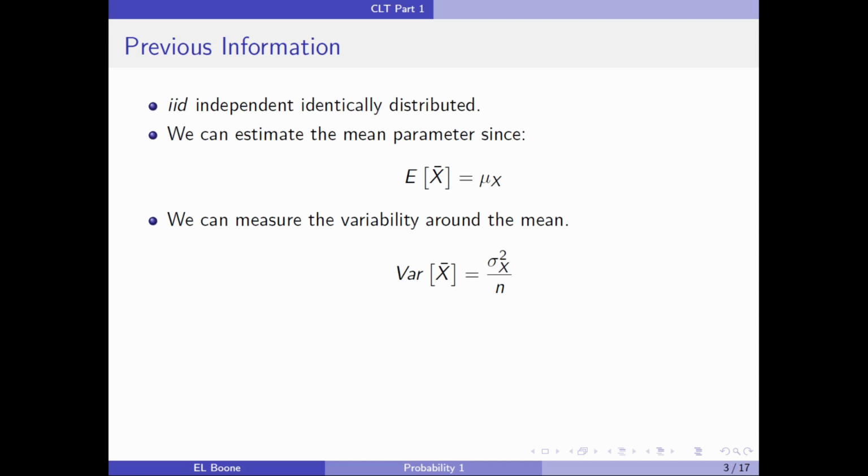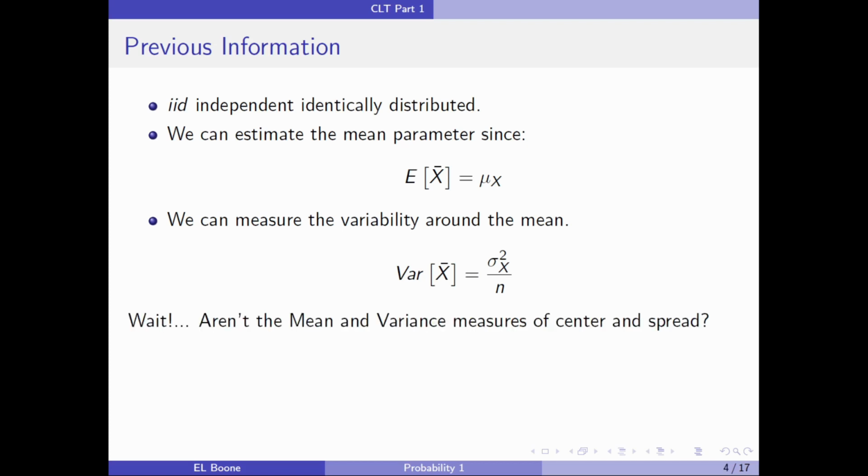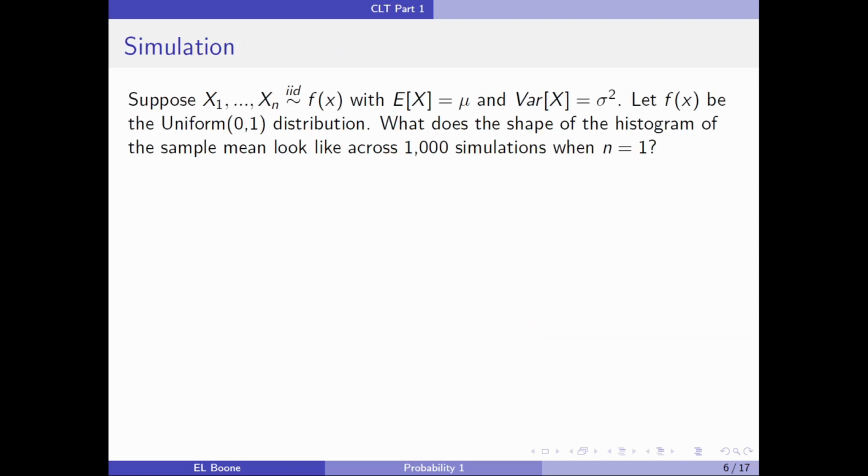We found that the sample mean has the mean of the random variable, which should be the mean of the population if we've taken our sample in a random fashion, and we can measure the variability around the mean using sigma squared over n. So wait, hold on a second. Aren't the mean and variance measures of center and spread? Isn't that how we describe distributions? Well, what if we could find the shape as well, or at least come close? So let's do a little simulation here.